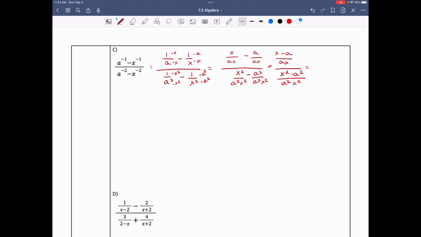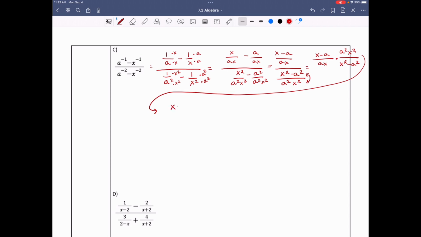Okay, now we're going to rewrite it as multiplying by the reciprocal. So I'm going to flip this one on the bottom. So keep the numerator times the reciprocal, a squared x squared over x squared minus a squared. That's a difference of squares. So now I'm going to bring that down here so we can keep simplifying.